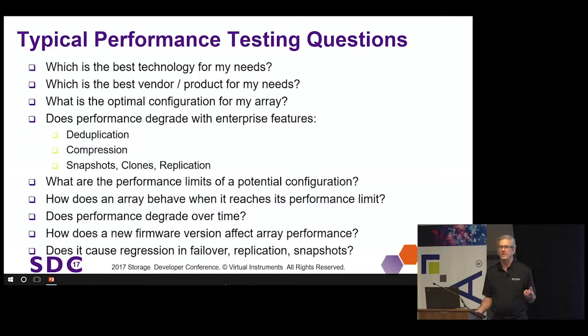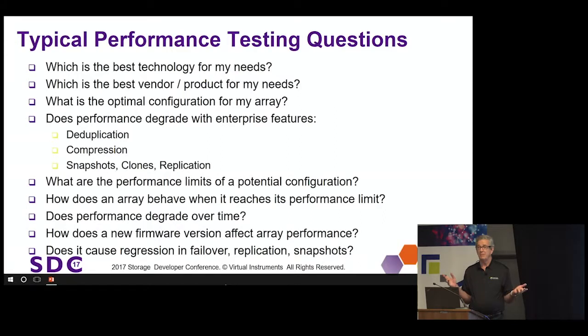Want to know whether performance degrades when you start doing the extra stuff that most people don't test for in the first place. Snapshots, backups, replications, sometimes the end of month processing, end of quarter processing, where you have a very different traffic pattern going across the array. So we want to test under those conditions as much as we can.